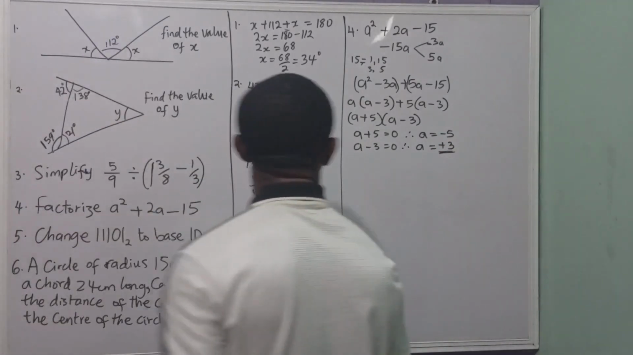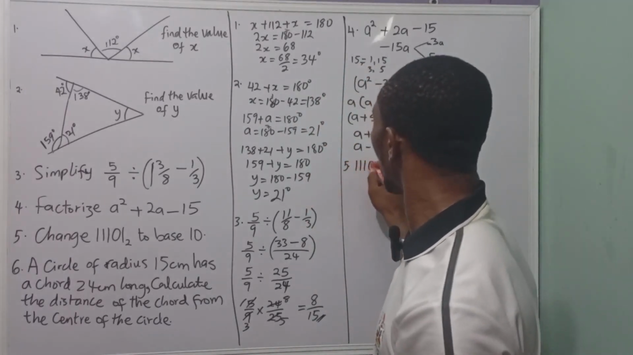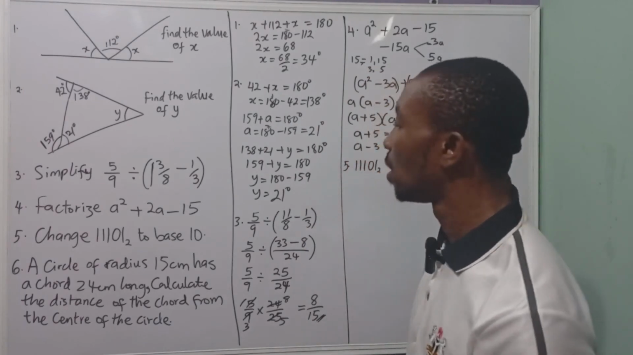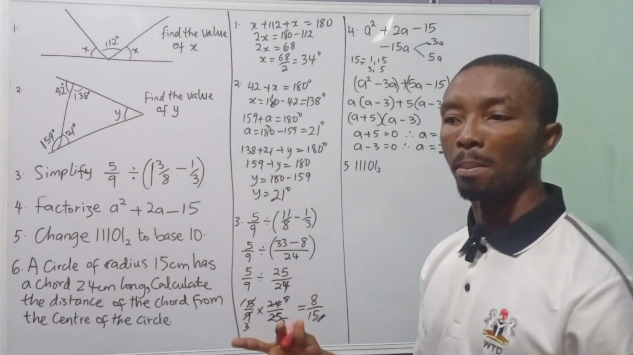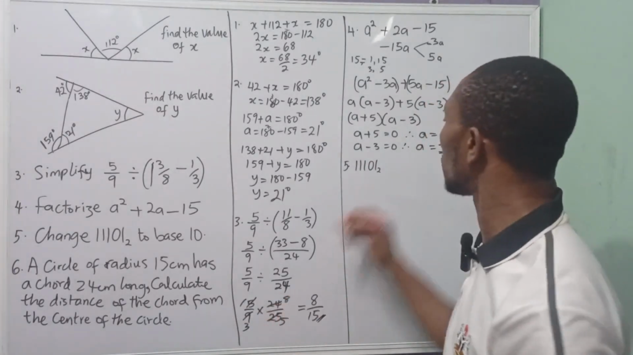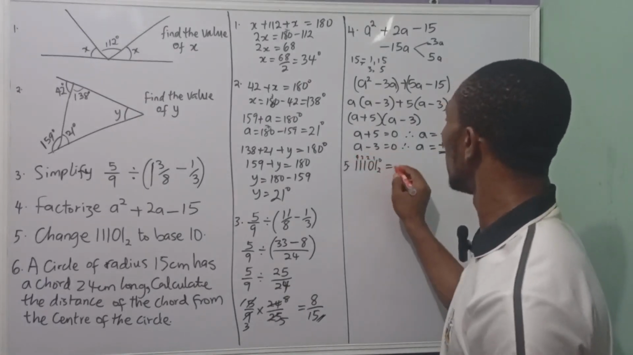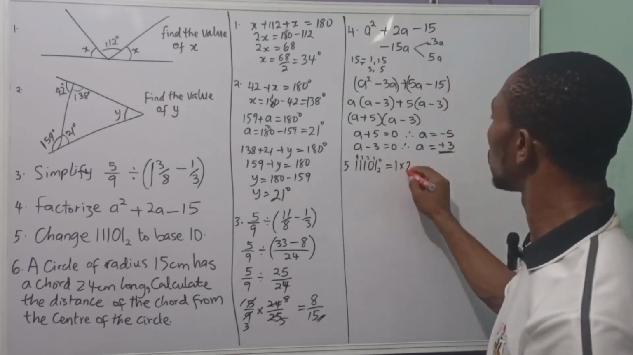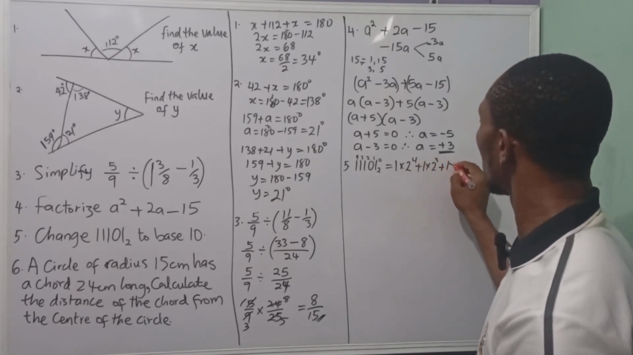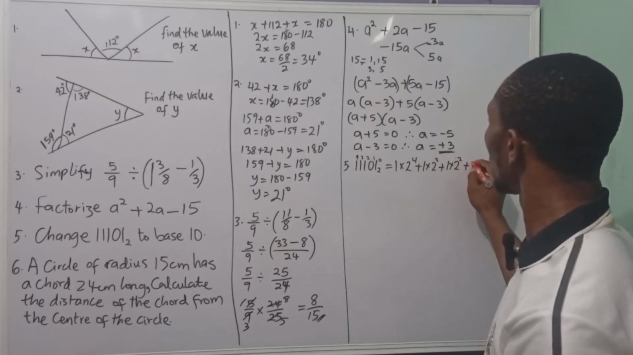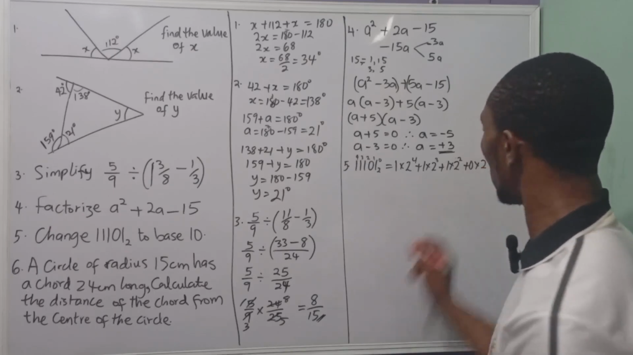Now our next question says change 11101 base 2 to base 10. Now in order to change this, we would use our expansion method. Using our expansion method, we have it as 0, 1, 2, 3, 4. So this becomes 1 times 2 raised to the power 4 plus 1 times 2 raised to the power 3 plus 1 times 2 raised to the power 2 plus 0 times 2 raised to the power 1 plus 1 times 2 raised to the power 0.